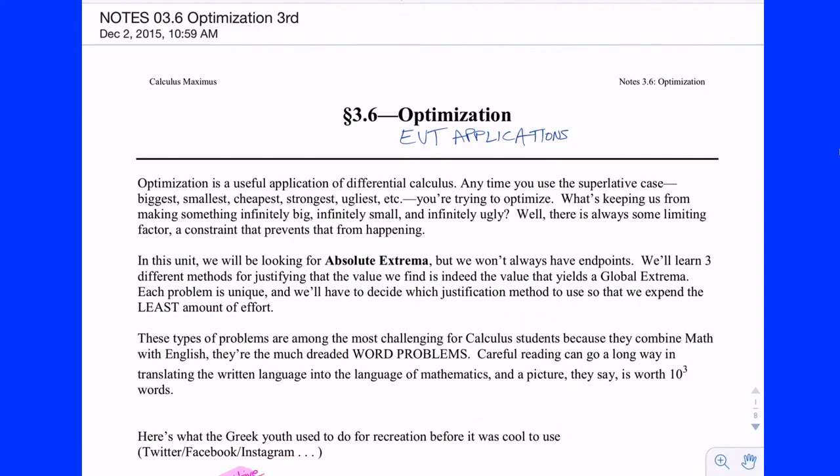Okay, so test tomorrow. Test tomorrow. Oh, yes.